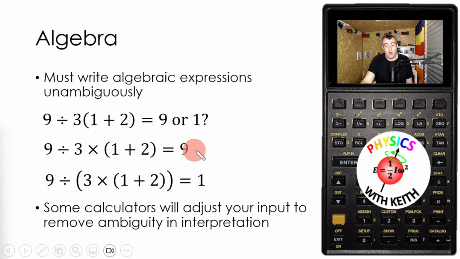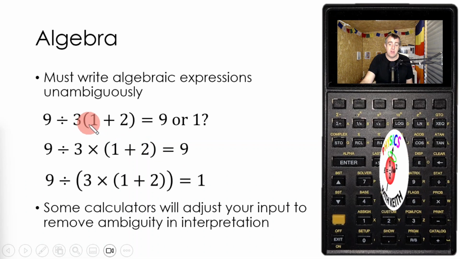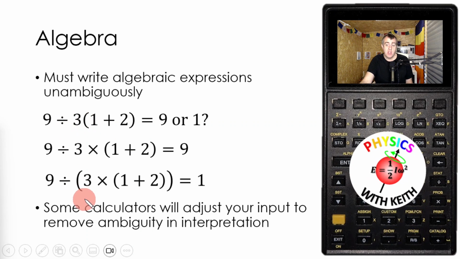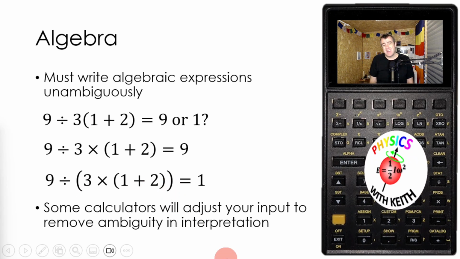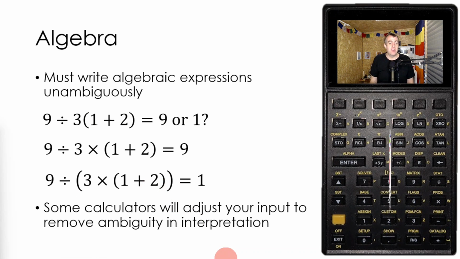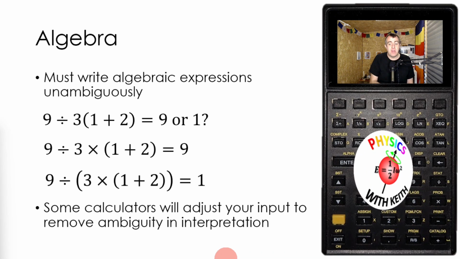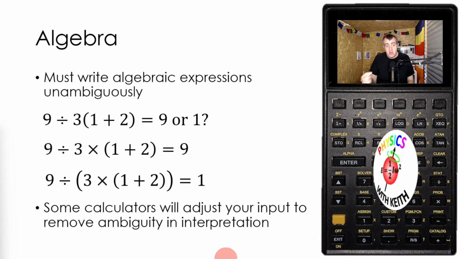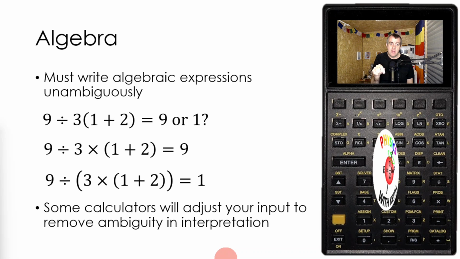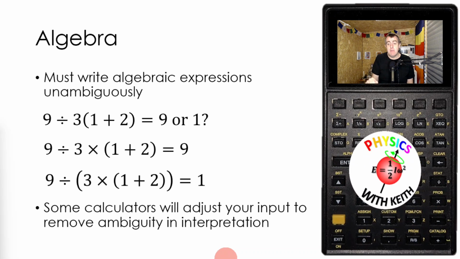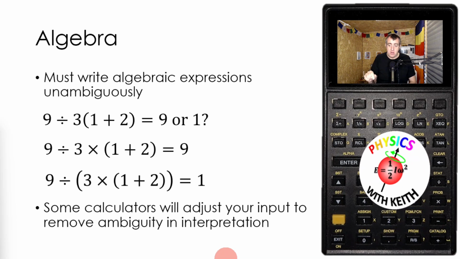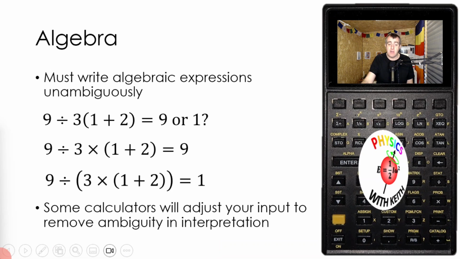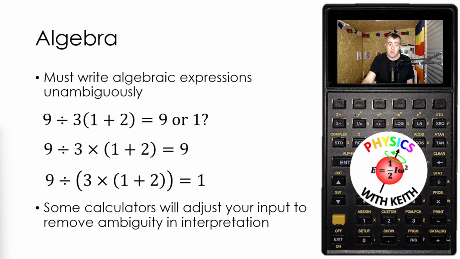If you wanted this implicit multiplication to be done before that division, you'd have to chuck some extra brackets in, and that's what some modern calculators will do for you. If you enter something with ambiguous notation, it will change what you've entered. You do have to check back and see whether the calculator has interpreted your input as you intended. Don't assume that the calculator can read your mind. They're very clever things, but they cannot do that.